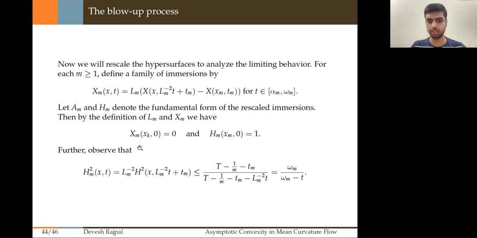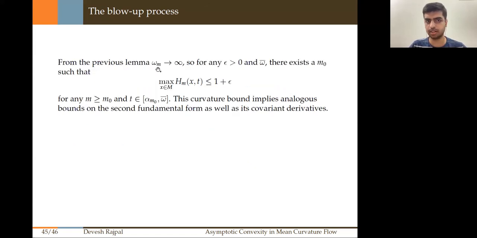Now, because of the type 2 conditions we considered, omega m was blowing up. So from the previous lemma, omega m was blowing up, and for m naught large enough, I can consider omega m large enough so that the mean curvature in this sequence of hypersurfaces is bounded. And so the maximum of H is less than or equal to 1 plus epsilon for all m greater than or equal to m naught. That was one thing I forgot.